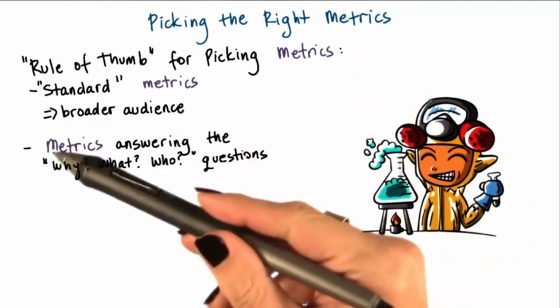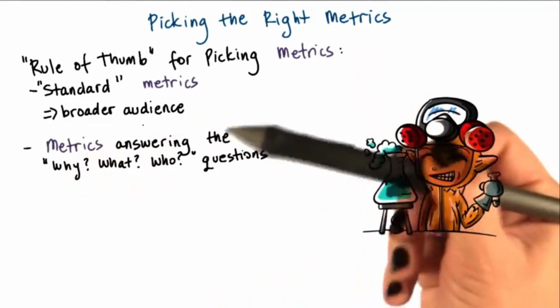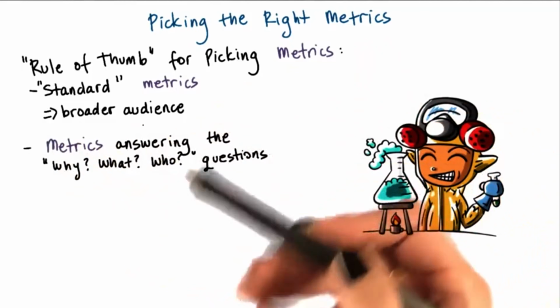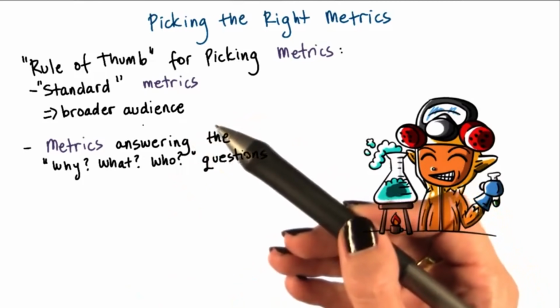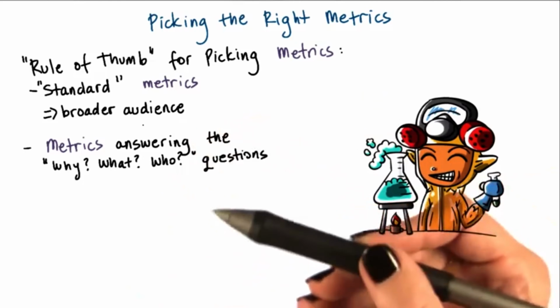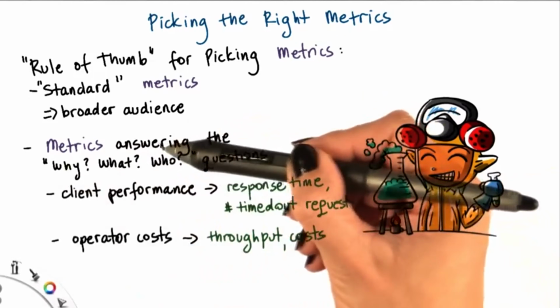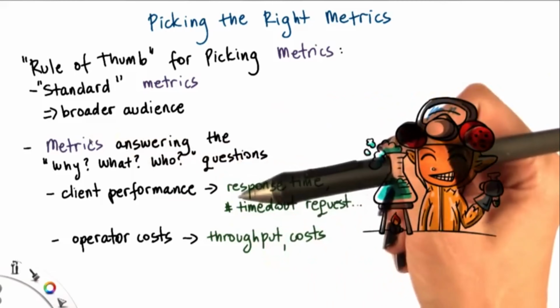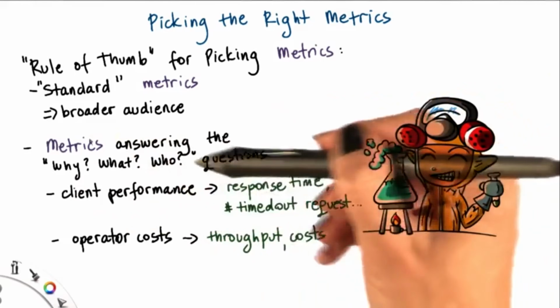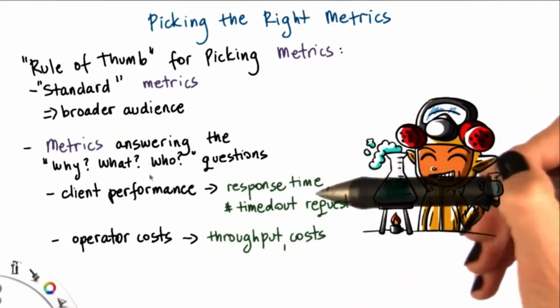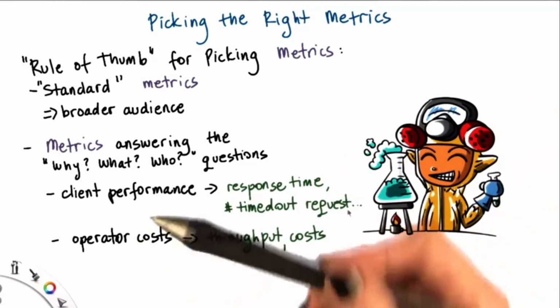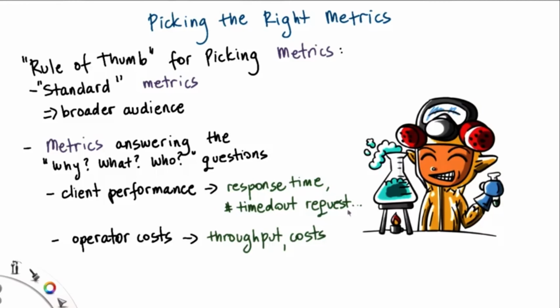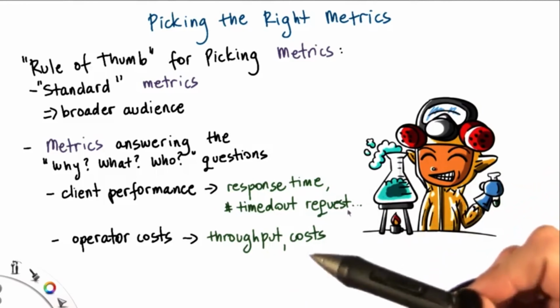Then you absolutely have to include metrics that really provide answers to questions such as, why am I doing this work? What is it that I want to improve or understand by doing these experiments? Who is it that cares for this? Answering these questions implies what are the metrics that you need to keep track of. For instance, if you're interested in client performance, probably the things that you need to keep track of are things like response time or number of requests that have timed out. Or if you're interested in improving the operator costs, then you worry about things like throughput or power costs and similar.